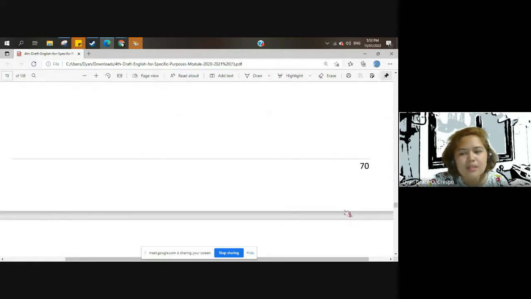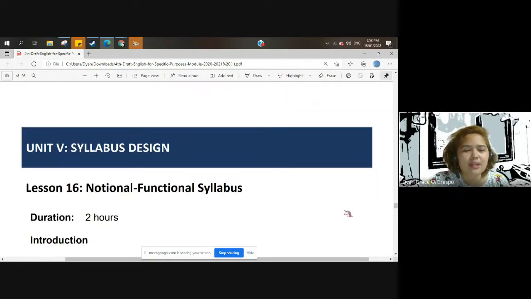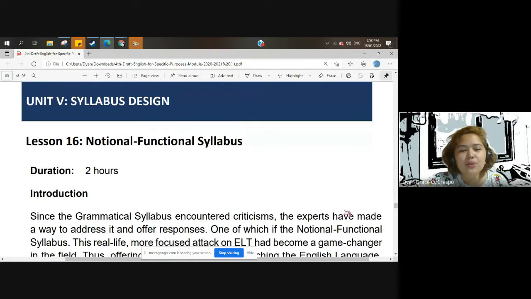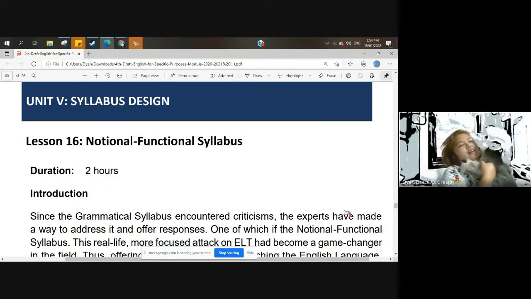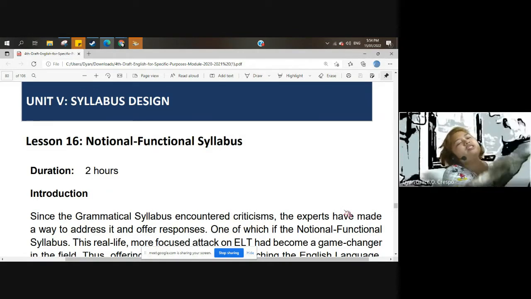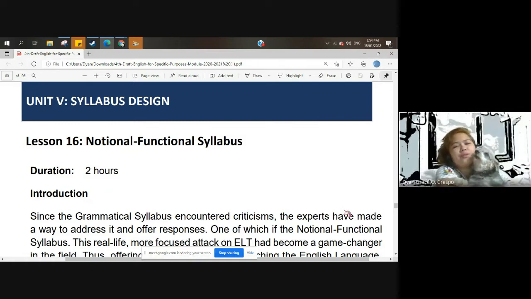Yung tricycle sa amin nagpapatugtog. Buti di niyo naririnig. Okay, let us now have the lesson 16, notional, functional syllabus. Ay, bakit ka nag-aano dito? So, I have here a visitor. My mommy, my preggy dog. Okay, say hi to them. Ayan, she's preggy. At baka pag napanood nyo na tong video na 'to, nanganak na siya. Preggy mommy, preggy.